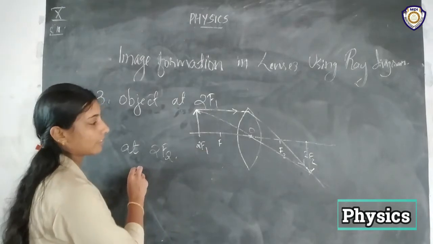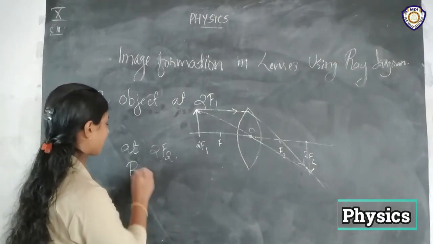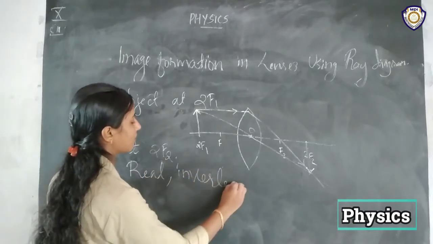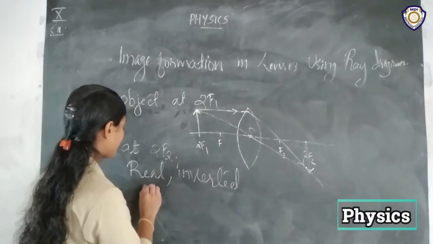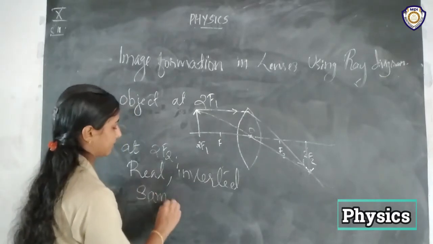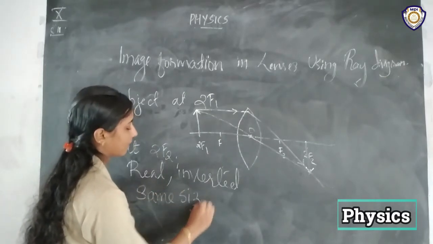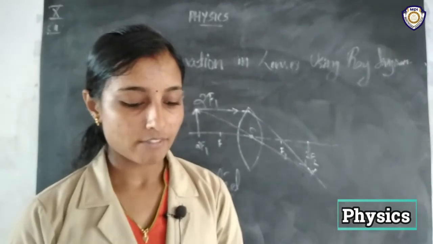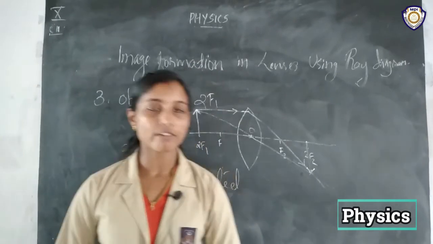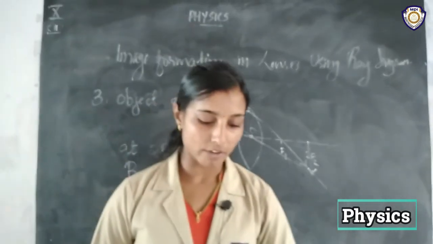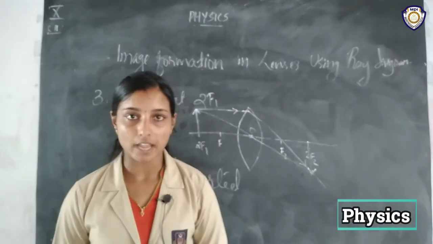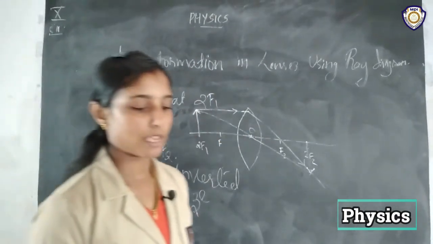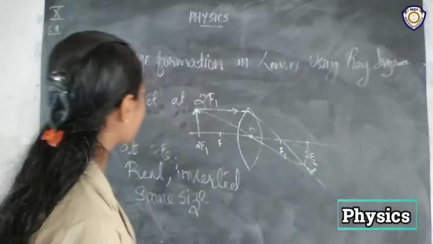And what are the other natures of this image? It is real and inverted, a real and inverted image of the same size. So this is the third case. When the object is placed at 2F1, the image is formed at 2F2 and is of the same size. And what is the nature? It is a real and inverted image. And what is the next one?